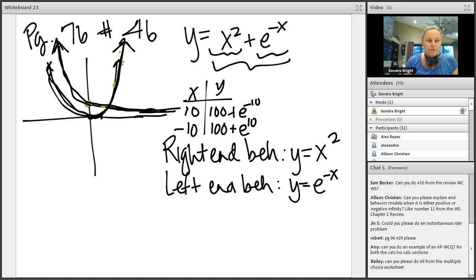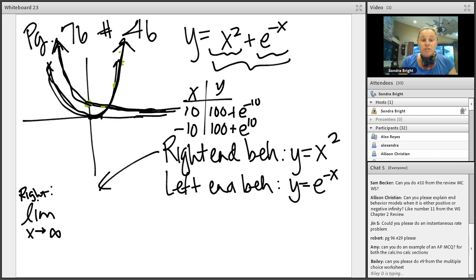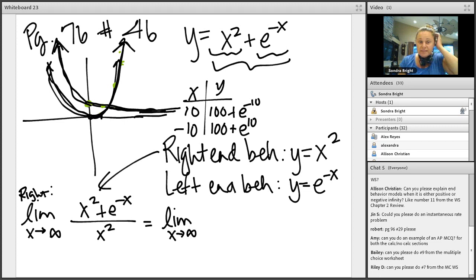To prove the right-hand side, you would take the limit as x goes to positive infinity. So this is for the right side. For right, you do positive infinity, and you'll put the original function, x squared plus e to the negative x, over the function you're saying is the right end behavior, so over x squared. And then you'll do some algebraic manipulation, and this is the limit as x goes to infinity. You must write this every time. Don't leave off the limit as x goes to infinity, because otherwise it's wrong.